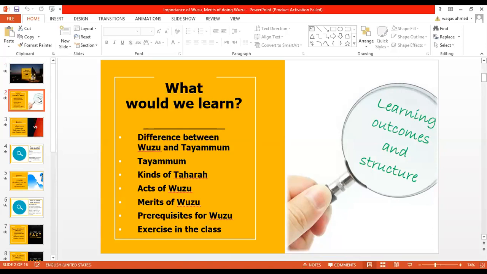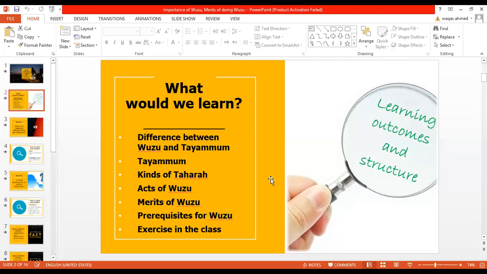The first thing which we are going to discuss is the difference between wuzu and tayammum. And we'll also be learning about tayammum, what tayammum actually is, and then kinds of tahara, what the types of tahara are, and then acts of wuzu. What are the acts and actions, the things that we have to consider while performing the wuzu, and then merits of wuzu or advantages of wuzu. All these things, inshallah. And prerequisites, meaning the farais of wuzu. And in the end, inshallah, we'll be completing an exercise in the class.